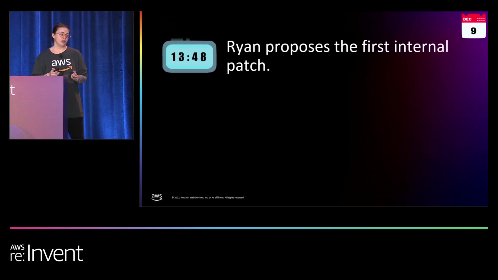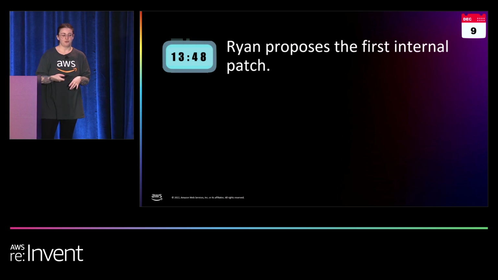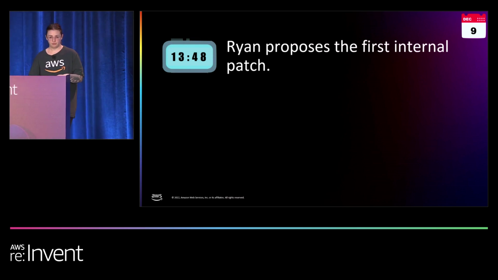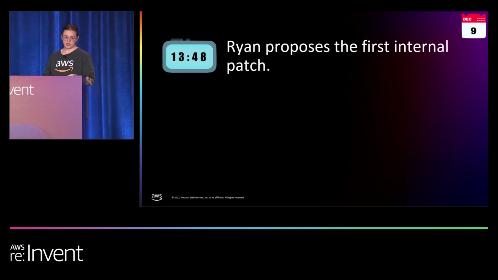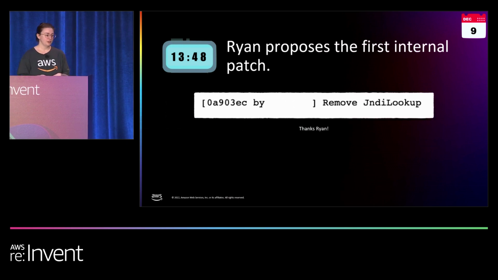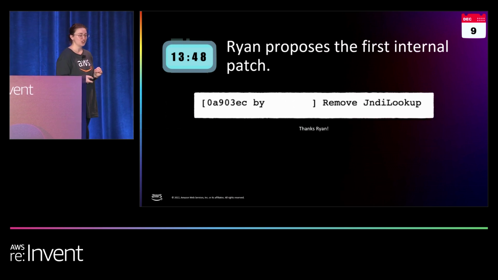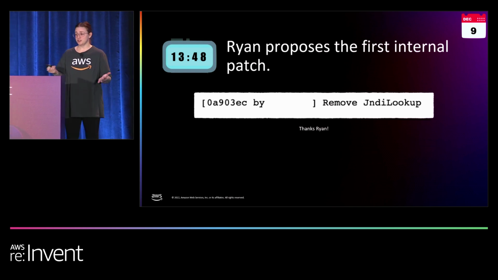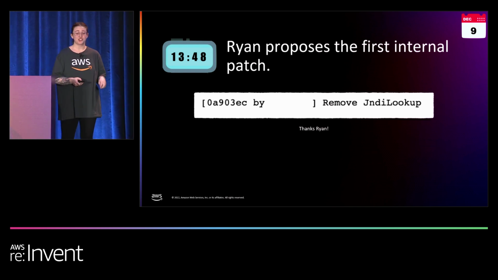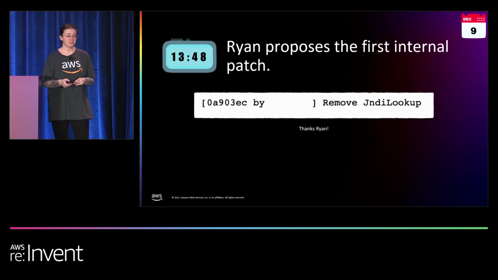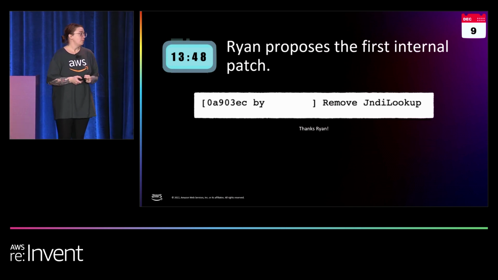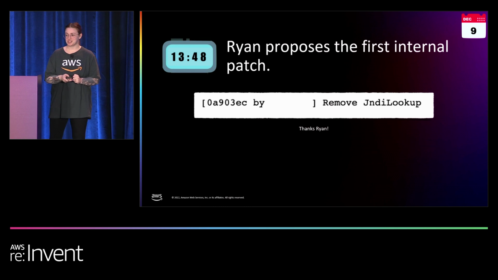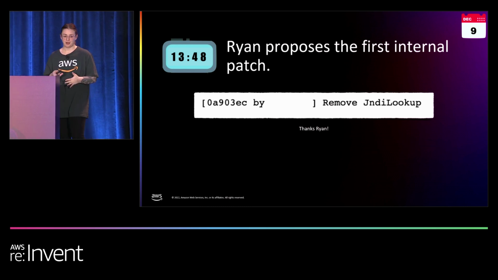So a little bit later, Ryan Schmidt from Builder Tools proposes the first internal patch. And this just removes the JNDI lookup class entirely, just blows the whole thing away. This is also foreshadowing, but this is incredibly smart by Ryan, and it ended up paying off in big ways for us. It was really important for the rest of our response.